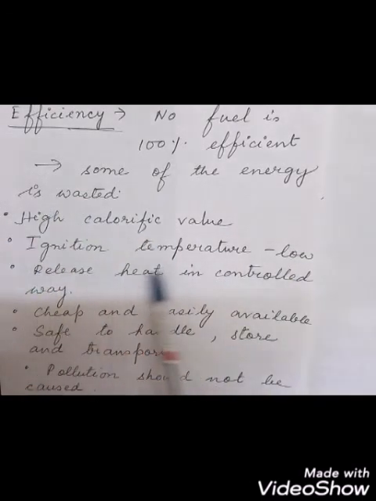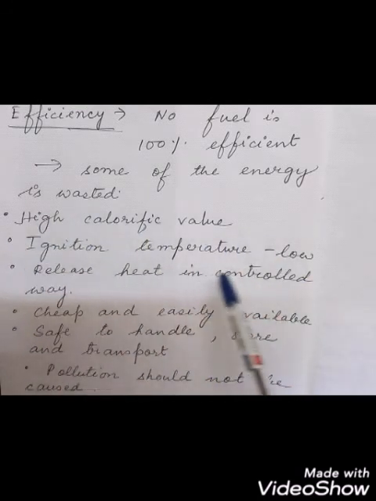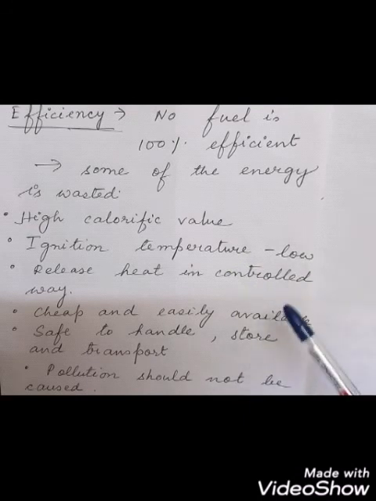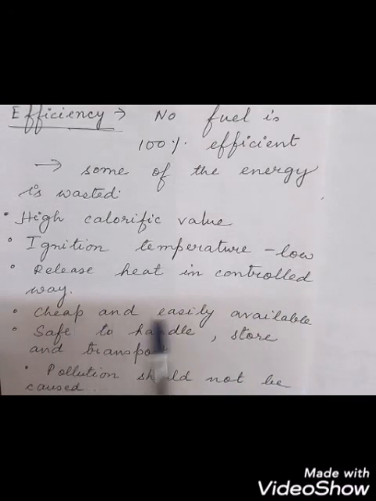Already we have discussed the ignition temperature. This is the minimum temperature that is required for something to burn, so this should be low. The heat should be released in a controlled way. The fuel should be cheap and easily available. It should be safe to handle, and safe to store and transport also.